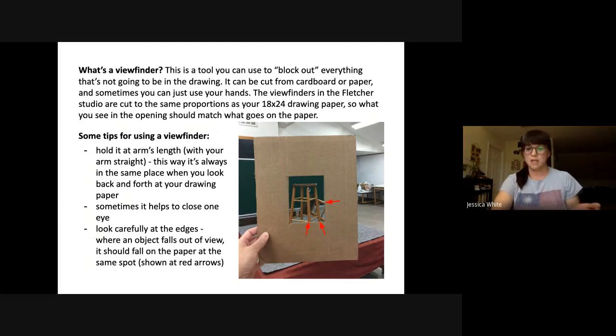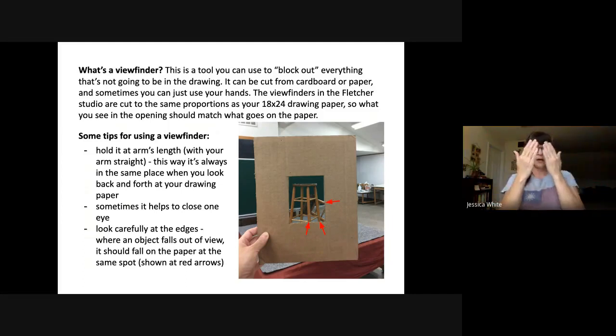So let me give you some tips about how to use a viewfinder like this effectively. First, you want to hold it at arm's length with your arm straight out. This way it's always in the same place when you look back and forth at your drawing paper and the viewfinder. If you're holding it like this, it's really easy to move it in and out of view, and then what you're actually seeing in the viewfinder will change, which means your drawing is going to change. Sometimes it helps to close one eye.